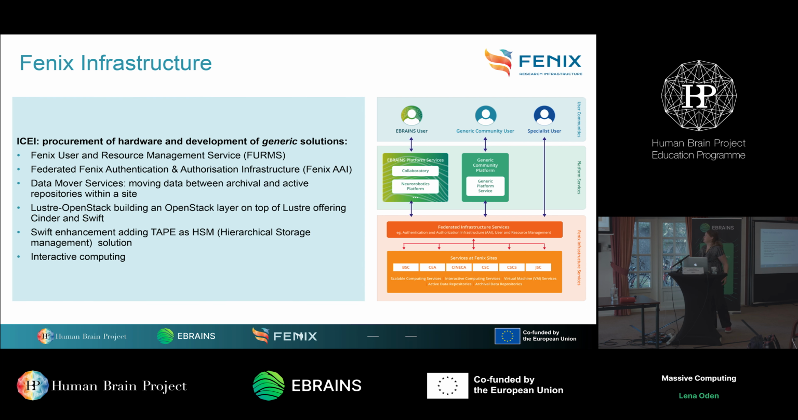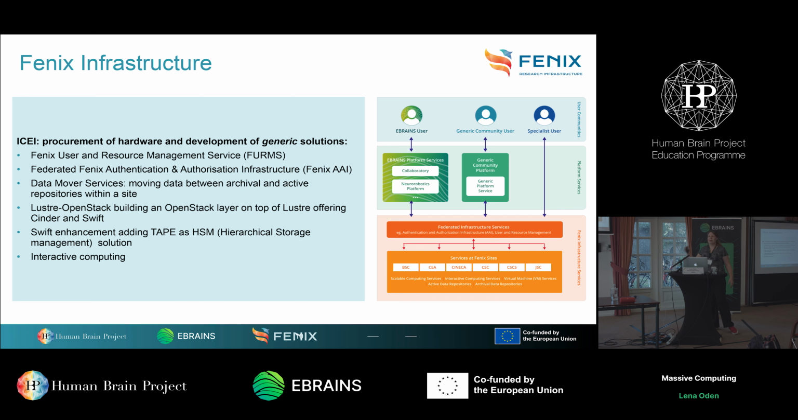So again, what is provided by the ICEI project makes clear what we actually have. What is this top layer here? We have the Phoenix User and Resource Management Service, which is across all sites, which is also kind of unique because usually you have your account and your resources on one individual center and not everywhere. We have a federated authorization infrastructure, which is nice because if you have compute time and resources, you can use all these resources with your eBrains account.